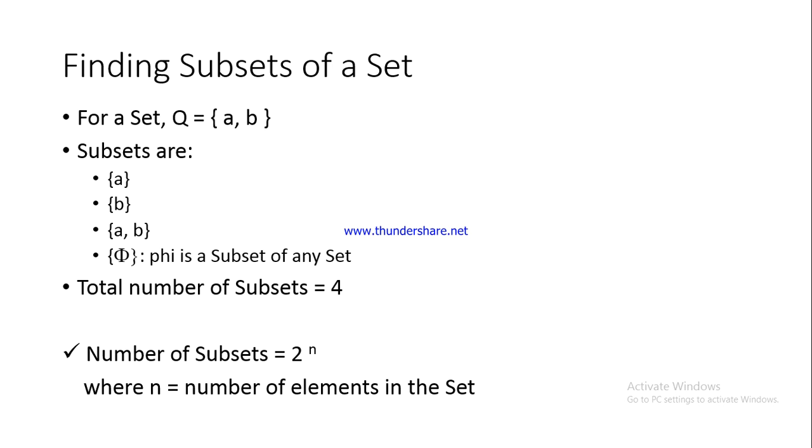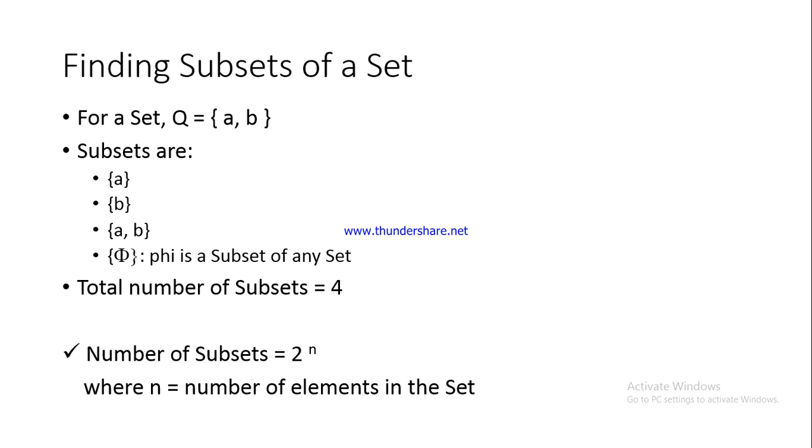There is a formula also to calculate the number of subsets that a set can have, and the formula is shown here: 2 raised to the power n, where n is equal to the number of elements in the set. Let us talk about this very example. Here we saw that Q, a set, had basically two elements, which means that in this case n is equal to 2.